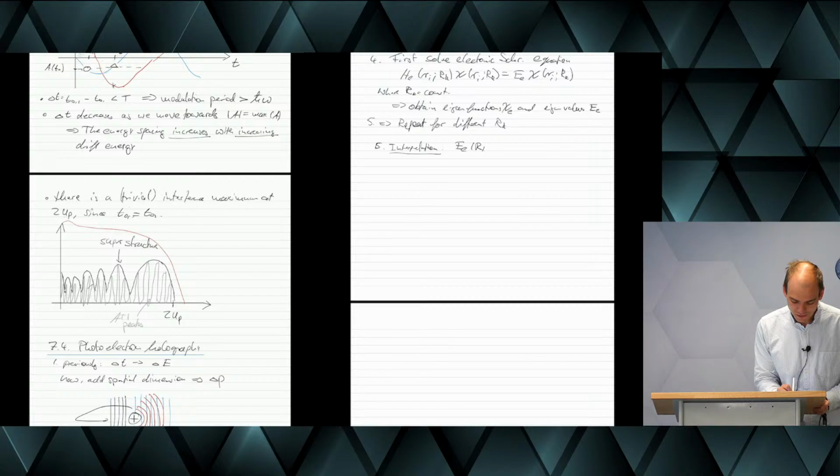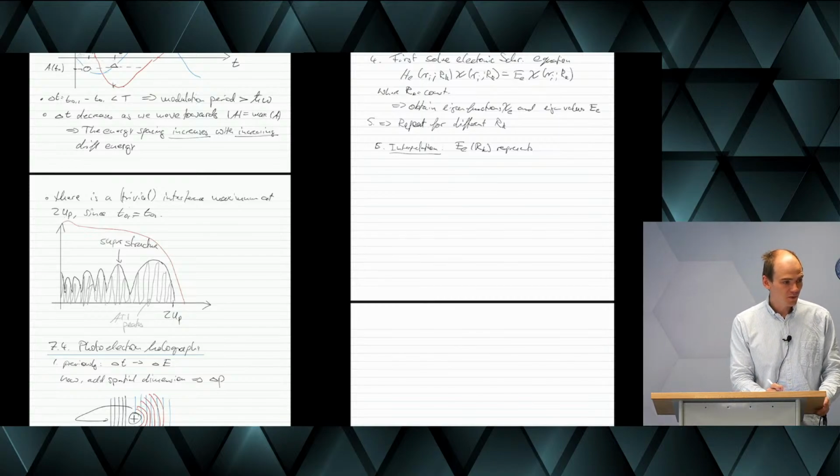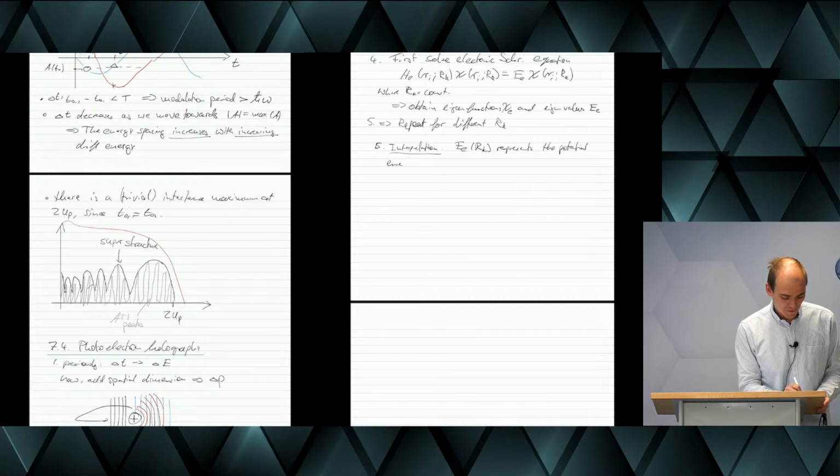E of R_K represents an energy curve. So an energy as a function of the internuclear distance. And we can interpret this as the potential energy curve on which the nuclei move. The potential energy, well, in the one-dimensional case, it's just a curve.